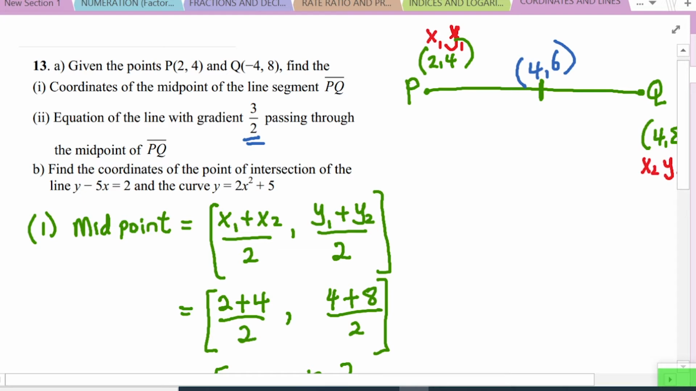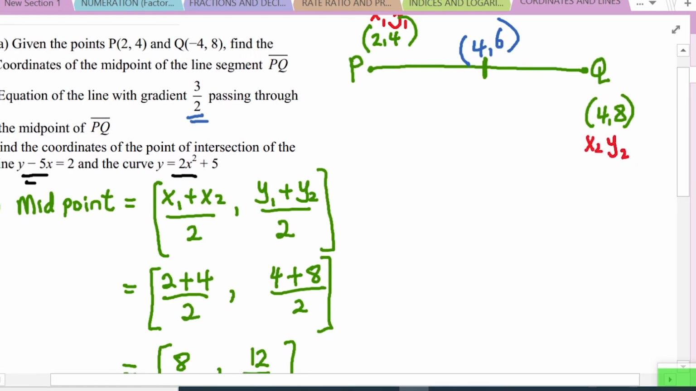Let's go to part B. Part B says, find the coordinates of the points of intersection of the line and that curve. Now, when they're asking us to find the points of intersection of two algebraic expressions, in a way they're asking us to solve them simultaneously. And this is as simple as substituting one into another so that we find the points of x and y where the two agree. So when they want us to find the coordinates of the points of intersection of this line and that curve, it's as simple as solving them simultaneously.